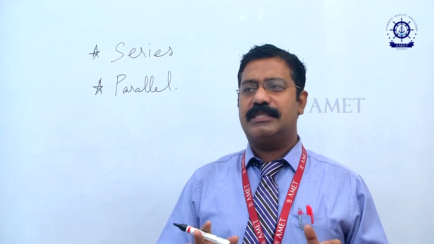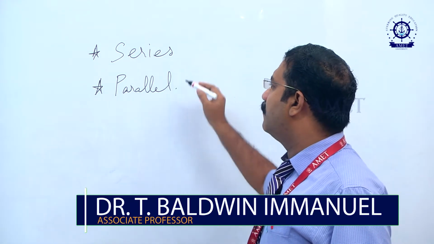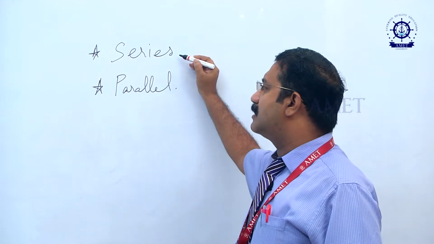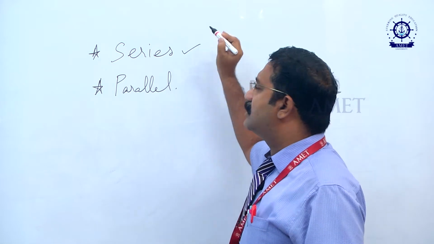Now in the closed circuit, how will the current be flowing? What are the types of circuits which are available? If that is the case, we have two types of circuit. One is series circuit, second one is parallel circuit. Then we will be seeing what is series circuit.